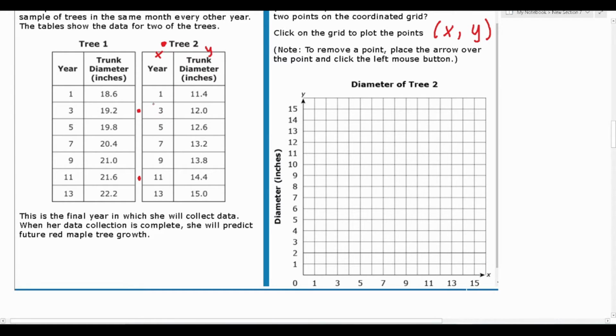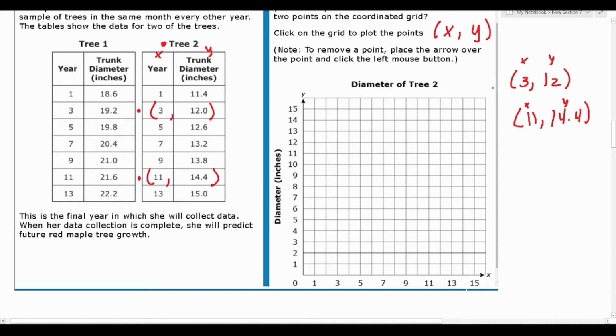So if we want, we could go ahead and just make these into a set of ordered pairs, and likewise we can do it for this one. I'm going to pull these off to the side just to make it a little clearer. We have 3, 12, as well as 11 and 14.4. Again, this is our x, this is our y, this is our x, and this is our y.